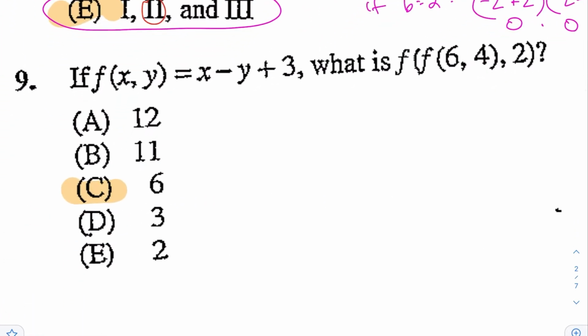All right, next for number 9, if f of x and y is equal to x minus y plus 3, then what's f of f of 6, 4, 2? So this is your function, and a function is just an input-output machine.